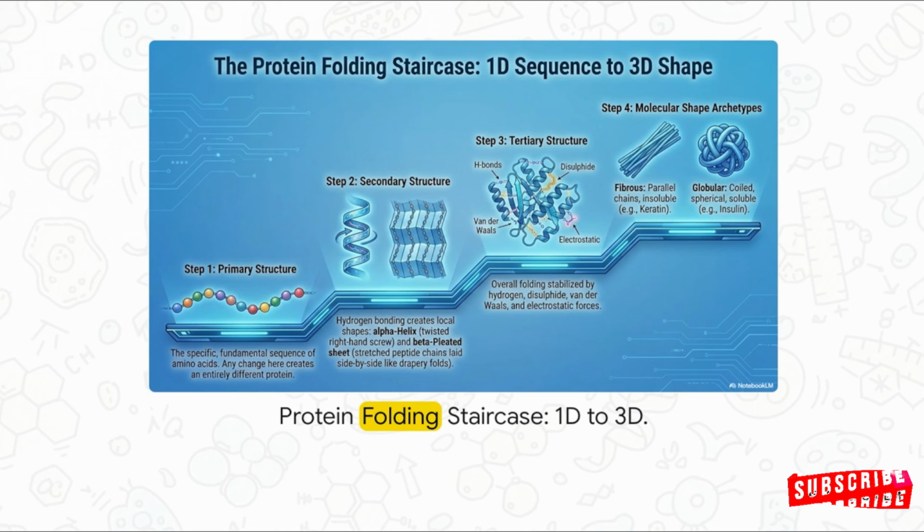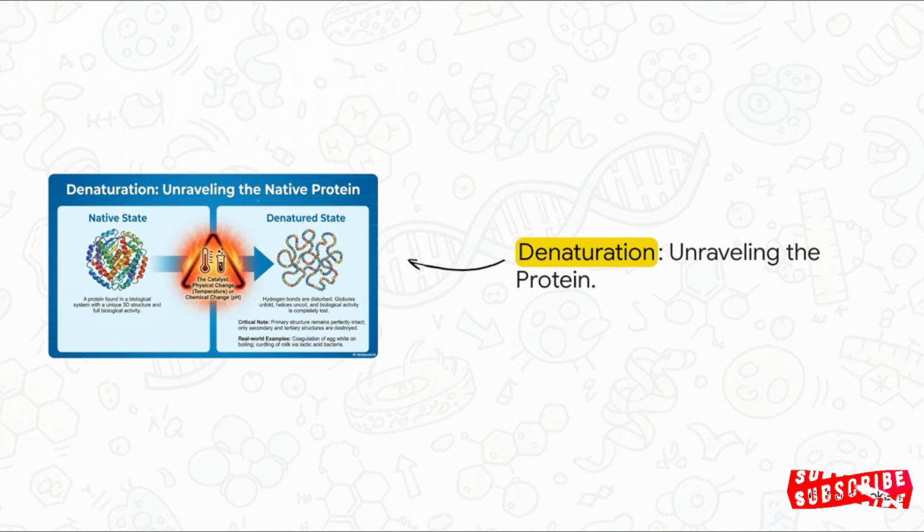Ultimately, you get highly specific shapes, either fibrous proteins like keratin that are parallel and insoluble, or globular proteins like insulin that are coiled, spherical, and soluble in water. But remember this crucial real-world application for your test: denaturation.